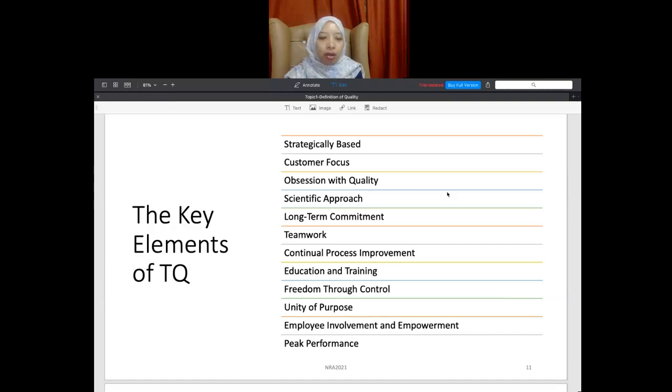And today we'll continue from the previous topic. Topic 1, definition of quality. You will learn the key elements of total quality, which consist of 12 elements. First, strategically based. Second, customer focus, followed by obsession with quality, scientific approach, long-term commitment, teamwork, continual process improvement, education and training, freedom through control, unity of purpose, employee involvement and empowerment, and the last one is peak performance.